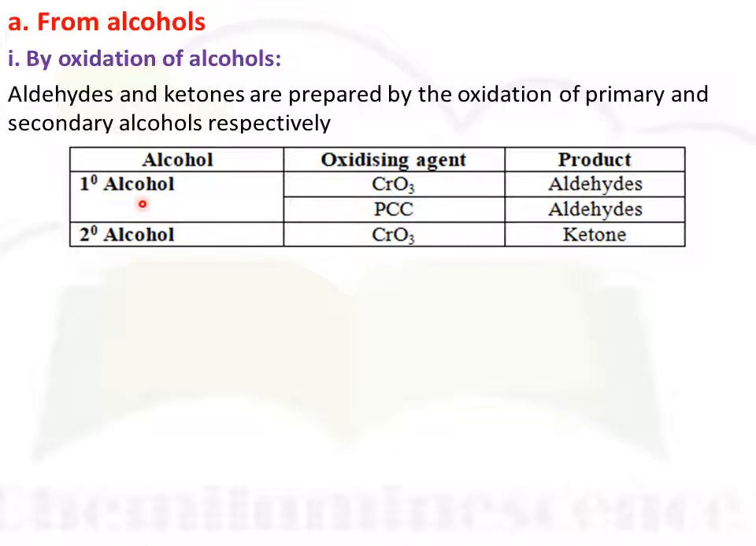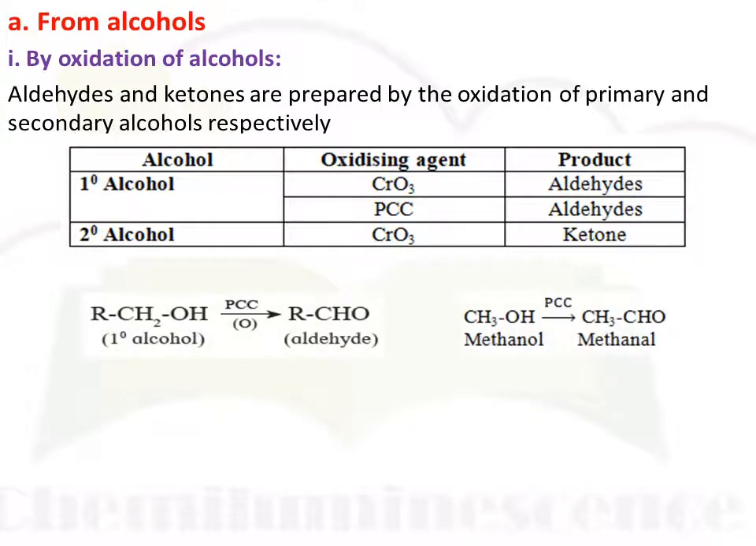When primary alcohol is a starting material and we are using PCC or chromium trioxide, we will get aldehyde as a product. But when we use a secondary alcohol as a reactant and chromium trioxide as the oxidizing agent, we will get ketone as a product. Let's see with the help of equations.